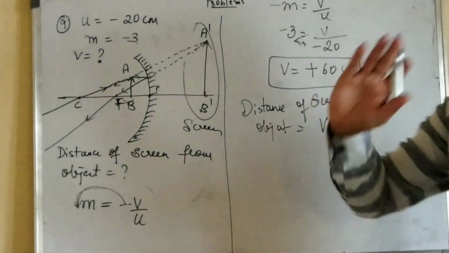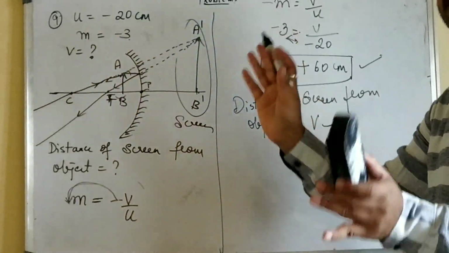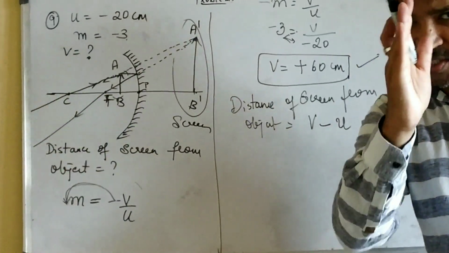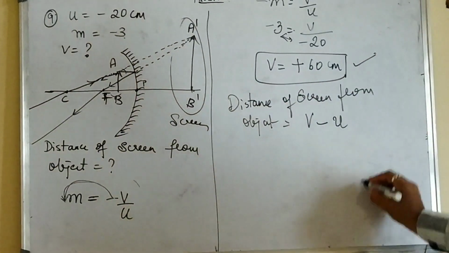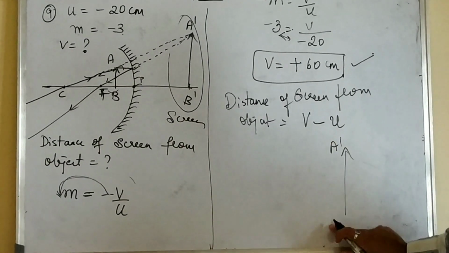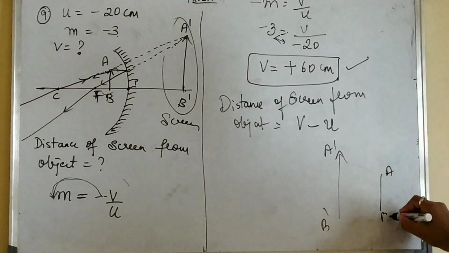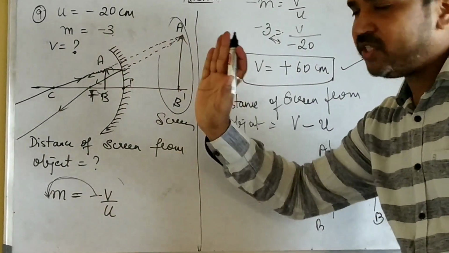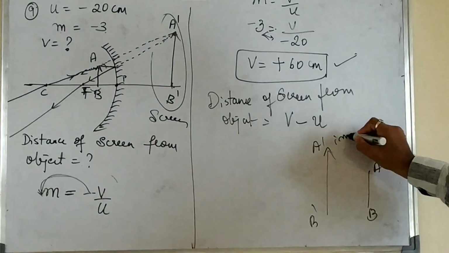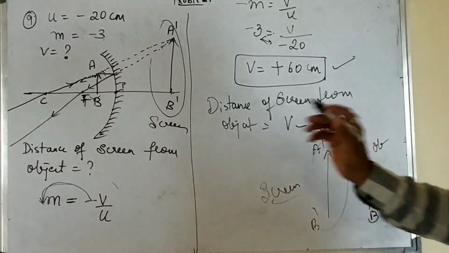Now, just imagine this image, if it was towards the left side. Imagine that if this image was towards the left side, then you will get the image here, that is A dash B dash, then the object here, that is A B. Just imagination. Now this is the object and this is the image. Now this image is formed on the screen, right? Assume that the image is formed on the screen.